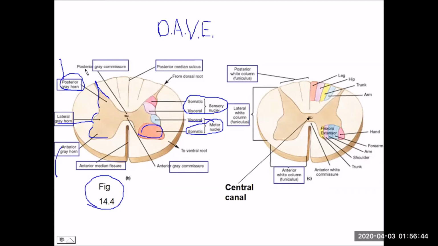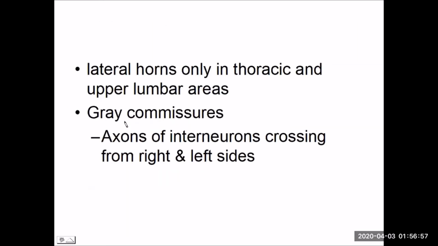So let's continue with the gray matter. We have this midsection here known as a gray commissure. And as you can see, it's a connection between these two different halves of the gray matter. So we have that description here, the gray commissures. Again, a place where interneurons are crossing from the right versus left sides of the gray matter. And it has that communication between the two halves of the spinal cord.